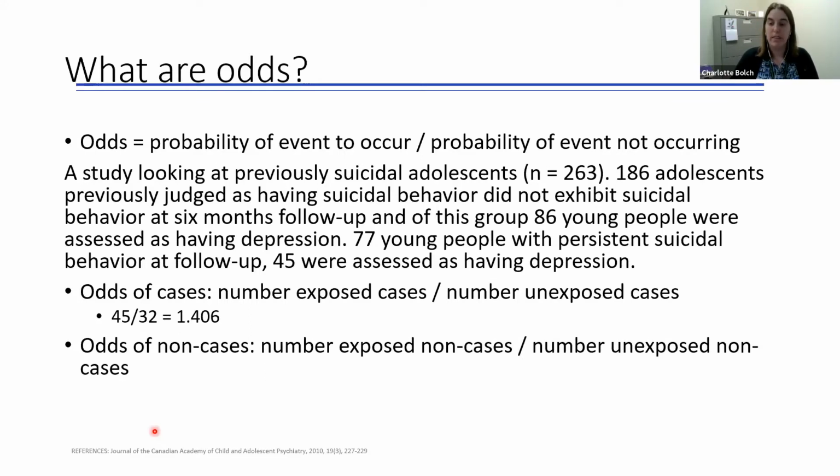Next, we can calculate the odds of non-cases. So the number of adolescents that did not exhibit suicidal behavior at follow-up that had depression, divided by the number of adolescents that didn't have suicidal behavior at follow-up and had no depression. So that's going to be 86 divided by 100, which is just 186 minus 86 for the denominator, which equals 0.86. However, these odds are sometimes kind of hard to wrap your mind around and really understand what's going on. So we usually talk about the two odds as an odds ratio rather than these two separate odds values.